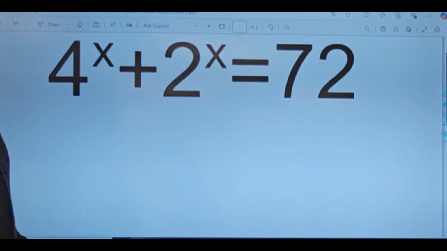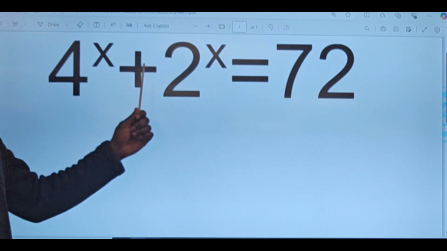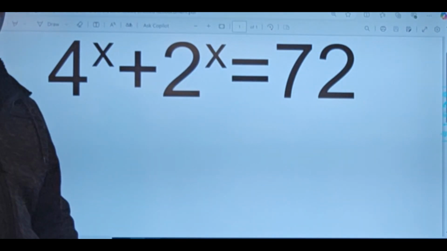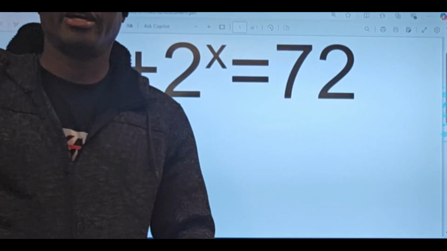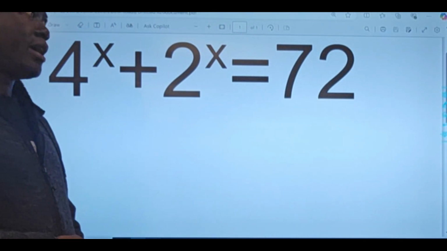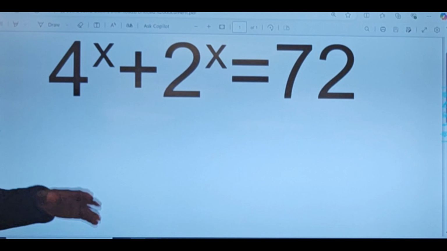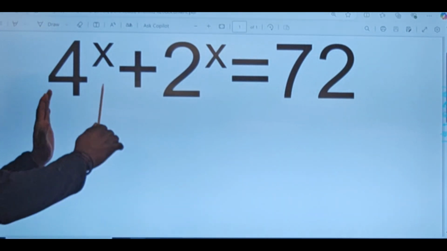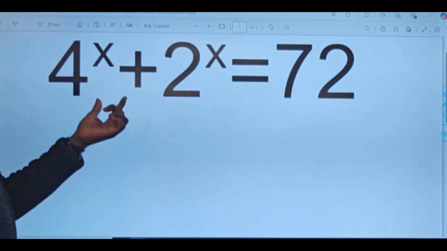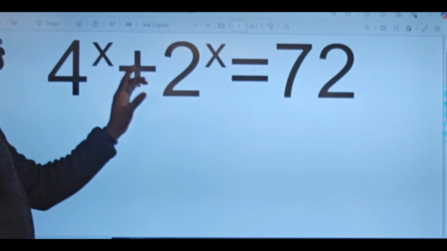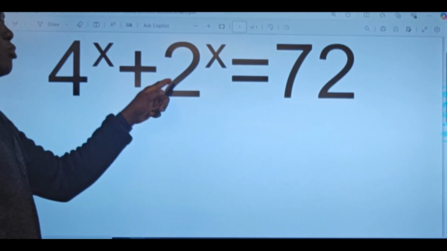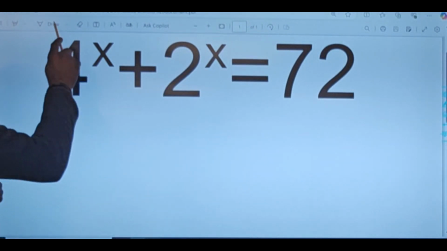All right, so let's take a look at this. We have 4 raised to the x plus 2 raised to the x is equal to 72. And what we want to do here is solve for x. So when we take a look at this, on this side, I'm able to represent this using a base of 2.